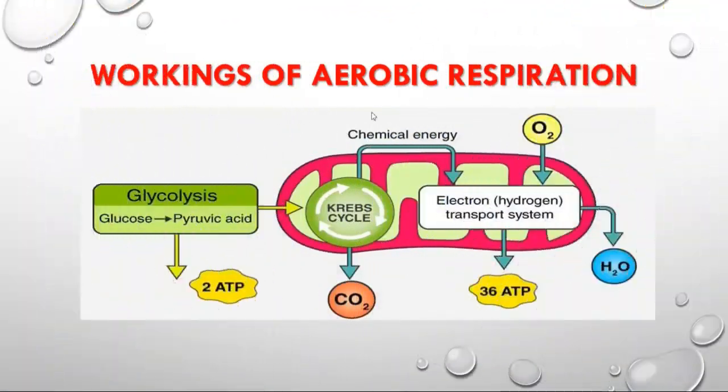This is the total working of aerobic respiration. Now, what is the total working? Glycolysis occurs, in which glucose is converted into pyruvic acid. Now, two ATP molecules are released, and then comes the Krebs cycle. Now, what is the Krebs cycle?